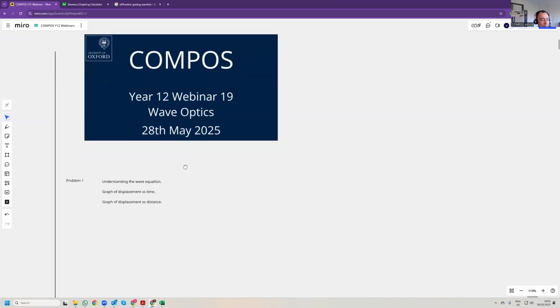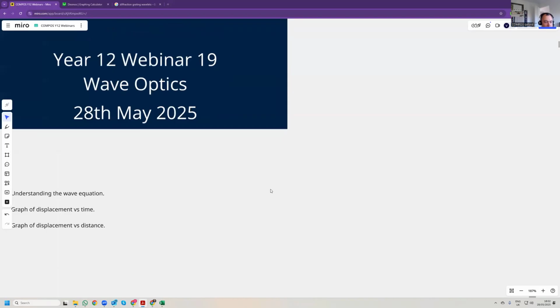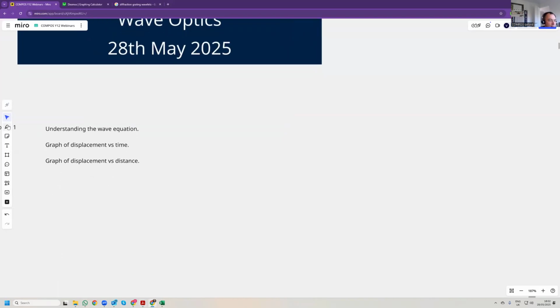Right. So we start with the wave equation. So you've seen the wave equation in the assignment. So what does that actually mean? So the equation that we have, just a quick reminder, the wave equation is y(x, t) = A sin(kx - ωt + φ).